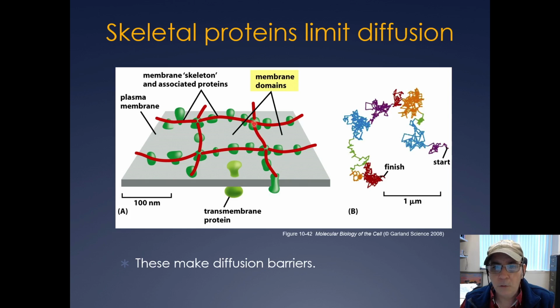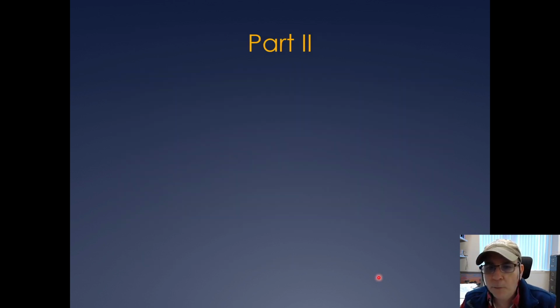Ultimately, these membrane skeleton proteins and the associated proteins that are there, like you see with spectrin and ankyrin in red blood cells, create barriers. They're occasionally passable barriers, but they're barriers that inhibit diffusion. That's all I have for part one of this.